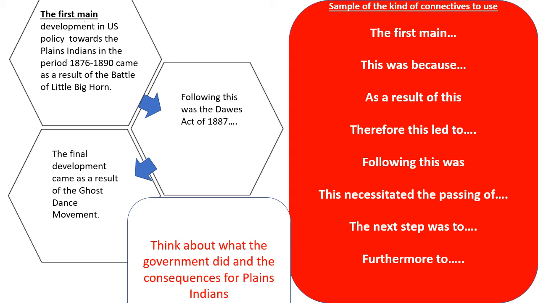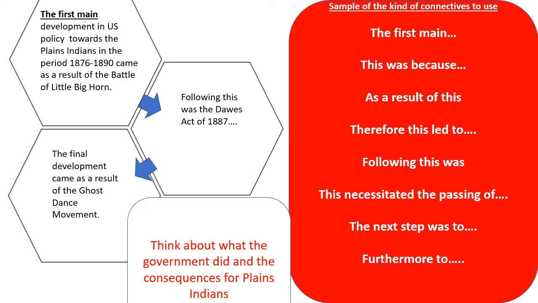So remember, we need connectives that link points together. That's explaining the cause and effect. So you need statements like, as a result of this, therefore this led to, following this was, the next step was, furthermore. So those should be in each of your paragraphs linking the developments.